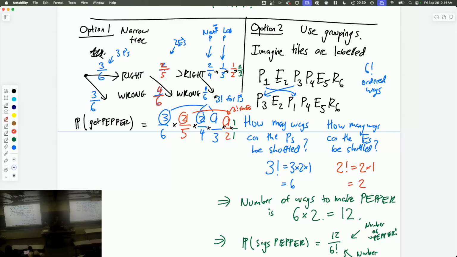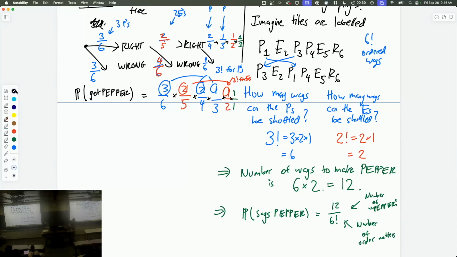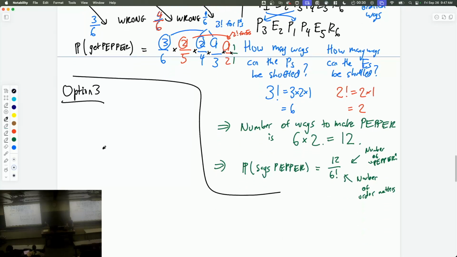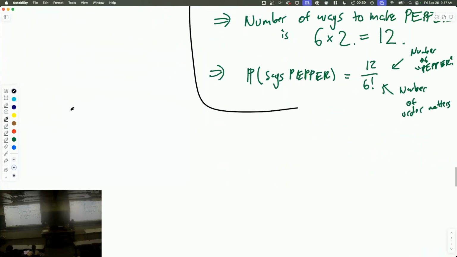Okay. Let me mention there is one other way that some people like and comes up somewhere. This is option 3. And in option 3, you always think of things as unordered. So you don't do this trick with the P's and the E's and thinking of them as being shuffled around. You always think only in terms of unordered sets. And so you ask the question, how many words can we make? Let's put option 3 down here.